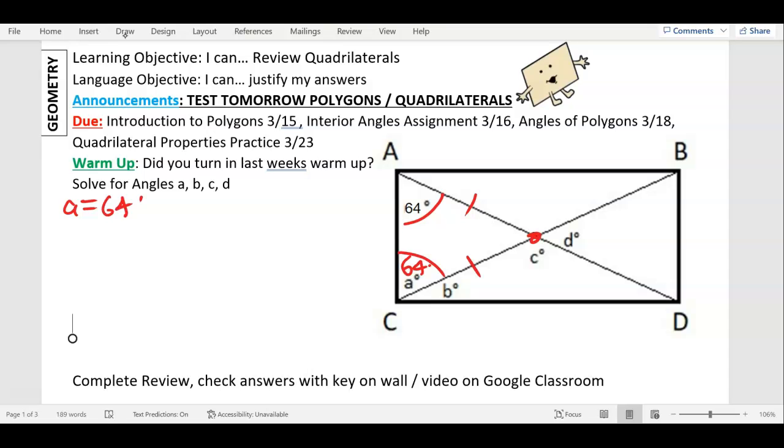Let's try to find B now. Now y'all tell me, what is this angle? How many degrees is this angle? Angle C. 90. Y'all see it in a rectangle, all the angles are 90, okay? So if angle C is 90, it's a right angle. How do I find out B?